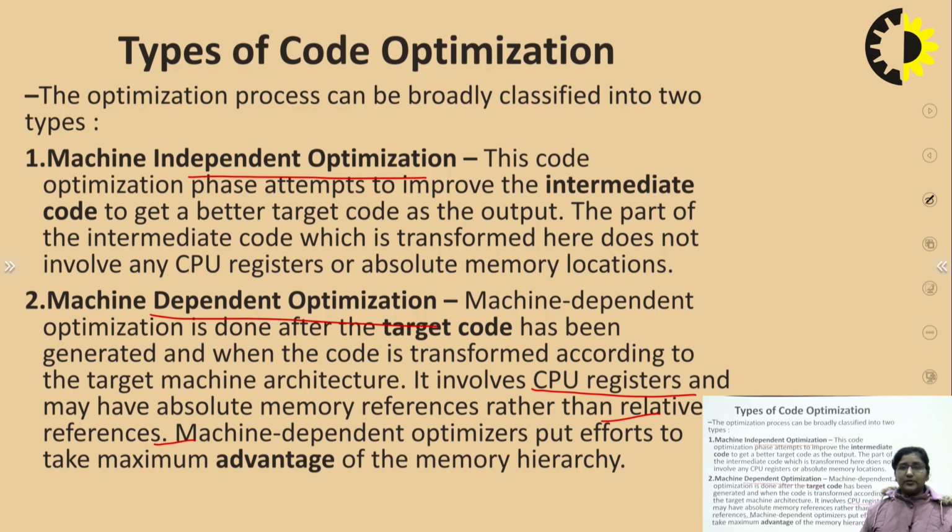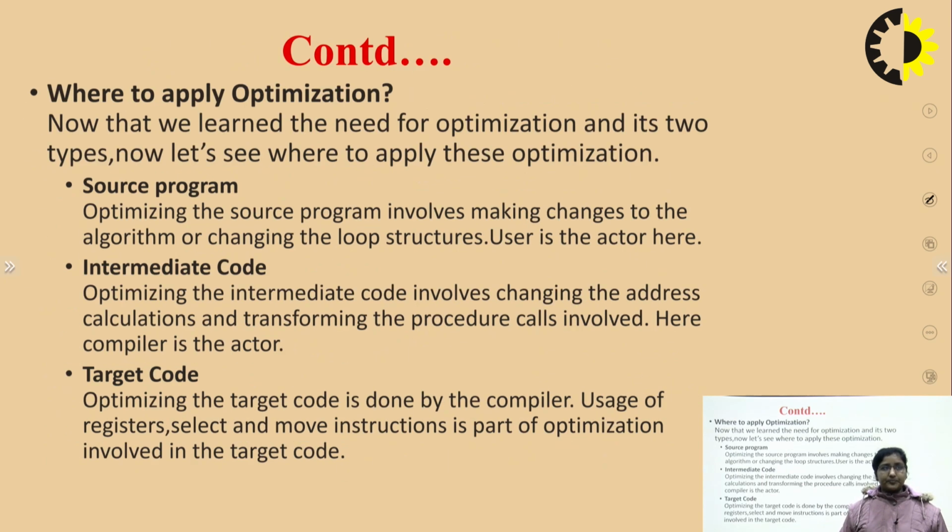So it does not have the relative references, it is having the memory references. So machine dependent optimizers, they put efforts to take maximum advantage of the memory hierarchy. So this is the major advantage. Now, where to apply the optimization?